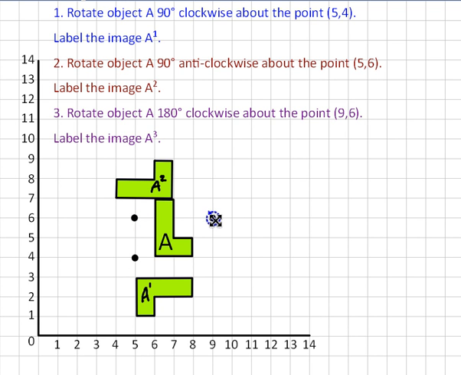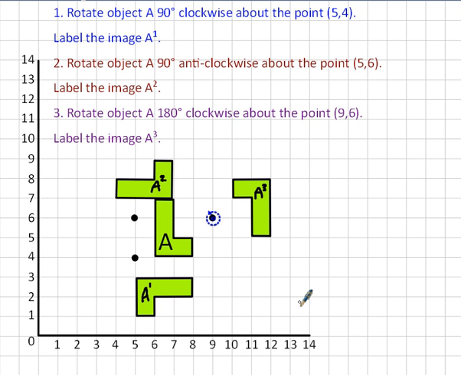So centre of rotation over here, and rotate it 180 degrees clockwise. That's a quarter turn so far, and that's a full half turn. Okay, it should really line up with the squares if I had the centre of rotation in exactly the right place. A3.